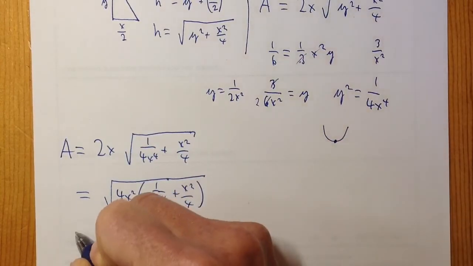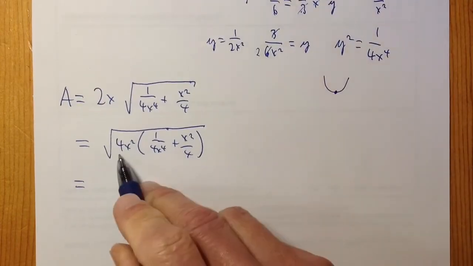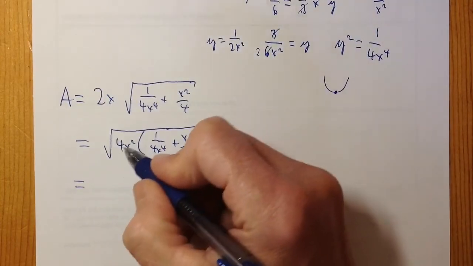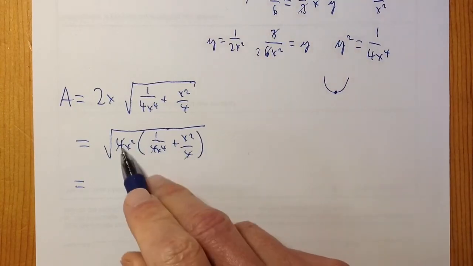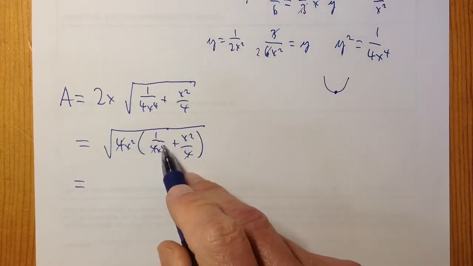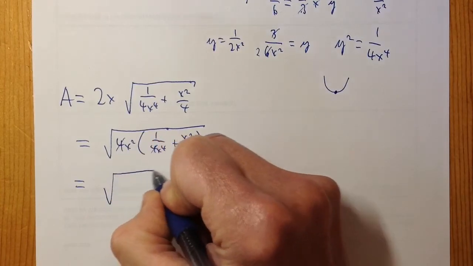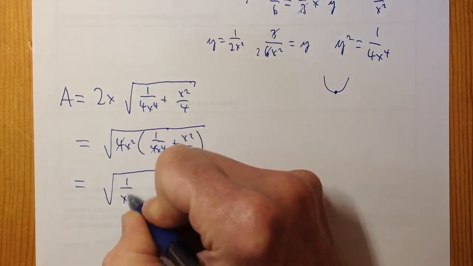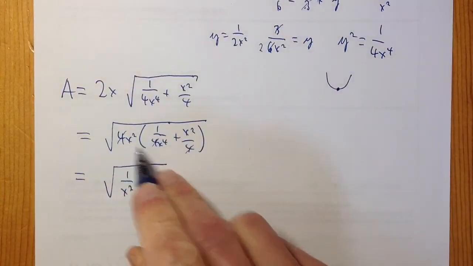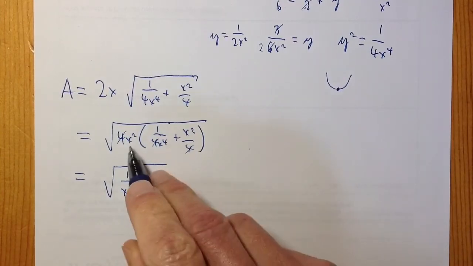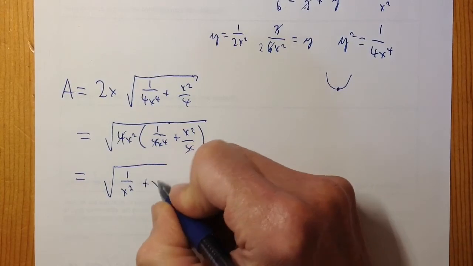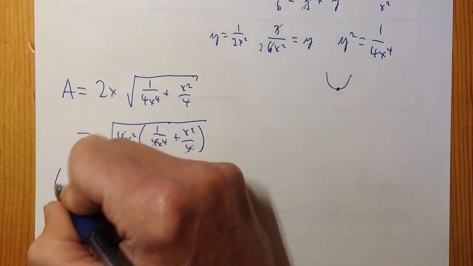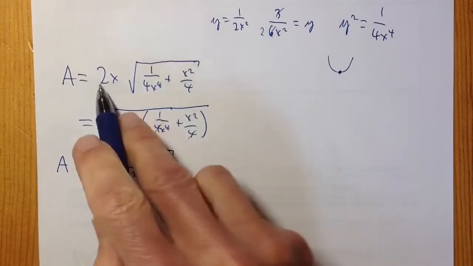which is 4x squared. Notice the 4's cancel, which is really nice. Both of them have 4 in the bottom, and we have a 4 in the top. x squared over x to the 4th becomes just a 1 over x squared. We have an x to the 4th in the bottom, x squared on top. The x to the 4th wins by 2. And x squared times x squared is plus x to the 4th. Okay, that is what our area is. This is much simpler than this.